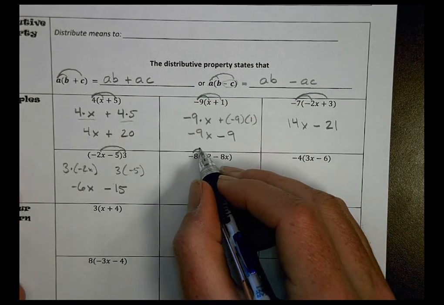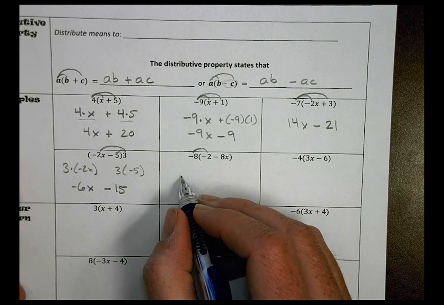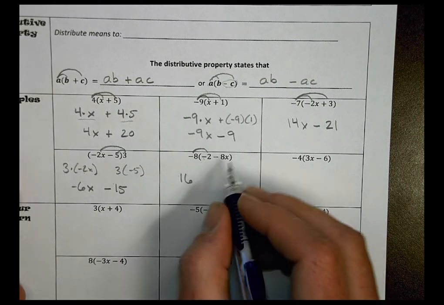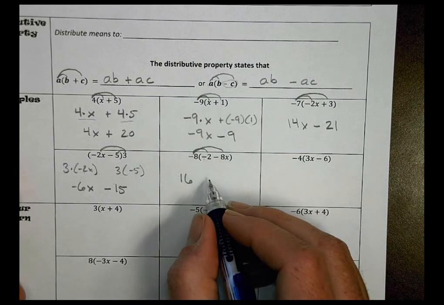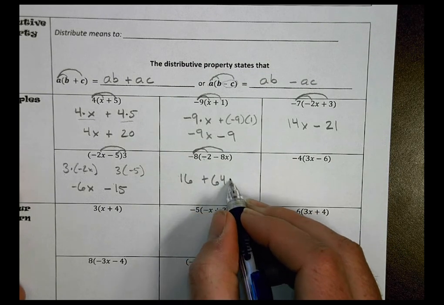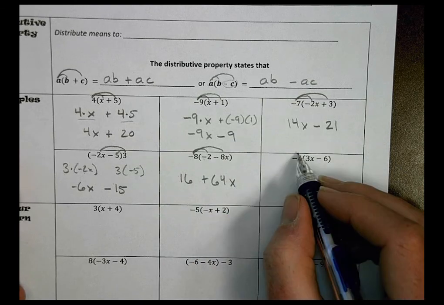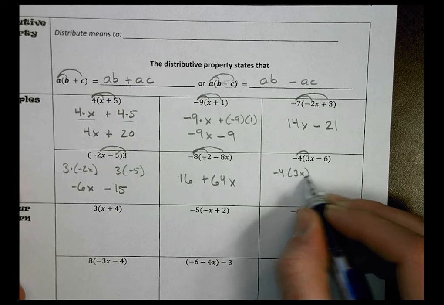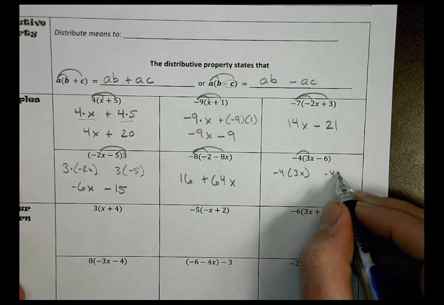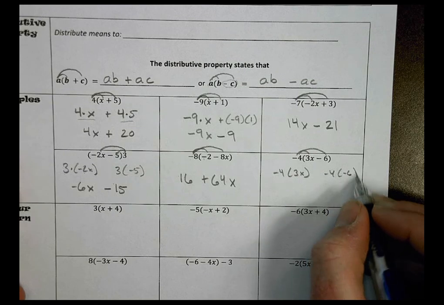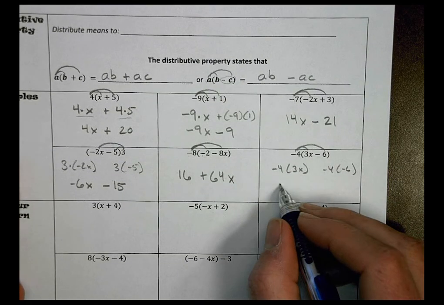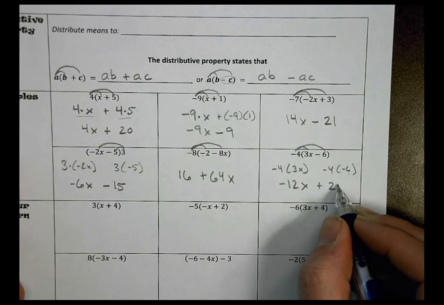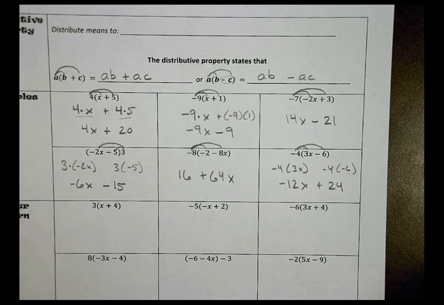On the next one, a negative 8 times a negative 2 becomes a positive 16, because a negative times a negative is a positive. Then a negative 8 times a negative 8x is a positive 64x. And here, one last one as an example, I do negative 4 times 3x, and then we can do a negative 4 times a negative 6. Negative 4 times 3x is going to give you a negative 12x, and negative 4 times negative 6 is a plus 24. And it writes out like that.